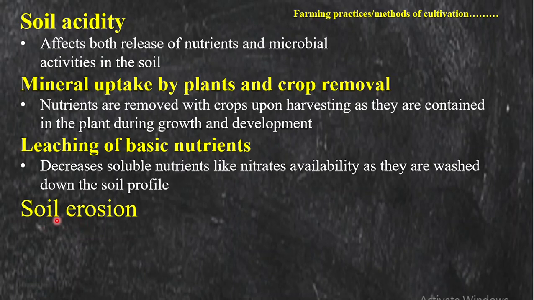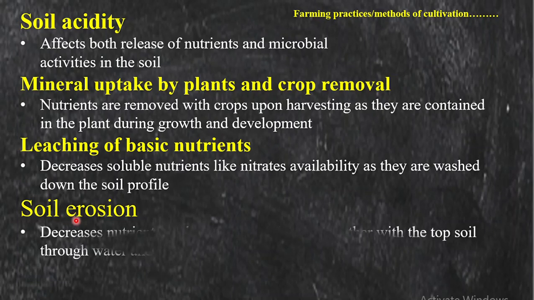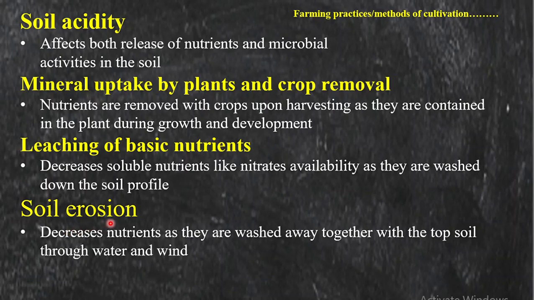Another factor that affects nutrient status is soil erosion. Alright, so when soil is washed away by whatever action, whether by water or wind or any other agents, this will decrease the nutrients as they are washed away together with the topsoil through water and wind. So know all the factors that influence soil nutrient status.